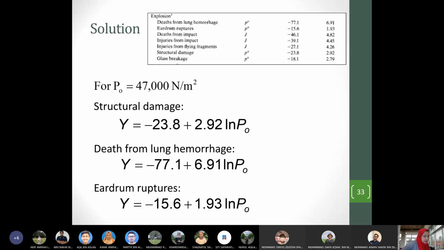Okay, so for structural damage, can somebody give me the value for Y? What's the value for Y here? Structural damage, anybody? 7.6131. All right, excellent. So this is 7.61. Death from lung hemorrhage, somebody help me calculate. And somebody help me calculate for eardrum ruptures.